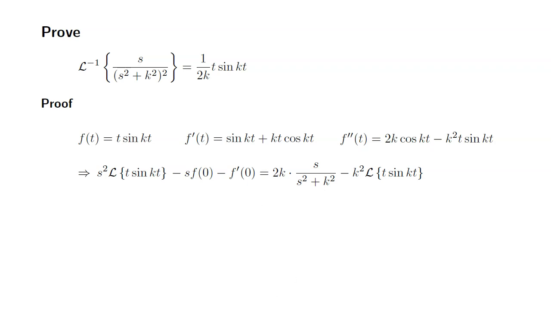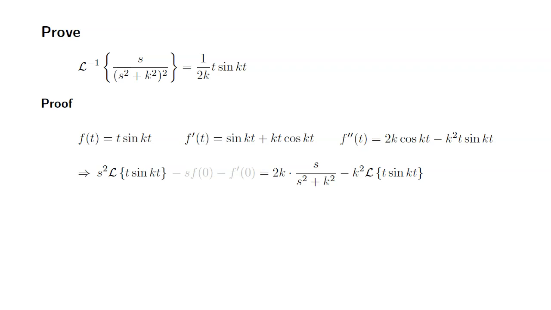Before that, we know f of 0. If you plug in 0 here, you can see that f of 0 is 0, so we can scratch that out. How about f prime of 0? If you plug in 0, sine of 0 is 0, and 0 times anything is 0. So f prime of 0 is also 0, so we can scratch that out. Then you can bring negative k squared times the Laplace transform of t sine of kt over to the other side.